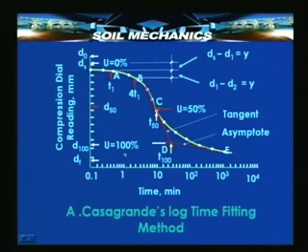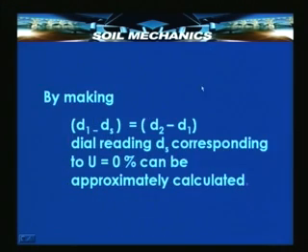Now, what remains is to locate D100, and D100 is taken as the intersection point of the tangent here and the tangent at the last portion of the curve. These two intersect at a point here, corresponding to which the time is T100, the degree of consolidation U is 100% and the dial gauge reading is D100. Between these two, somewhere in the middle lies D50 and T50, on the basis of which we calculate the value of CV. So, by making D1 minus DS equal to D2 minus D1, we are in a position to calculate the starting point of the curve.